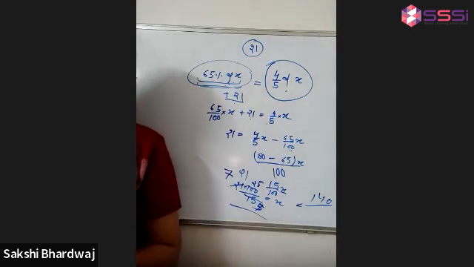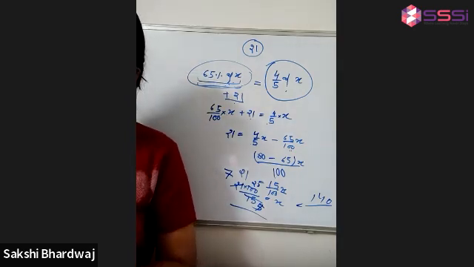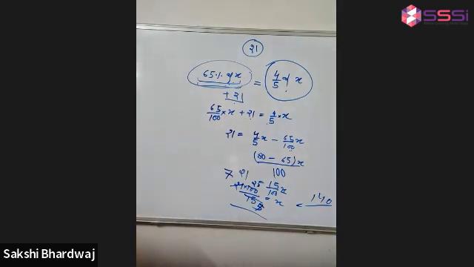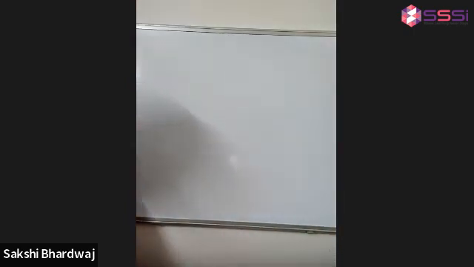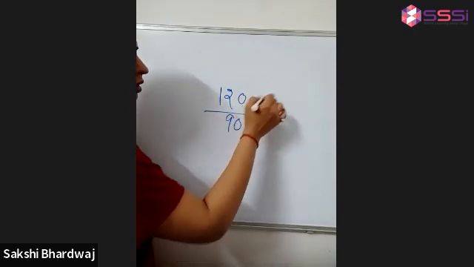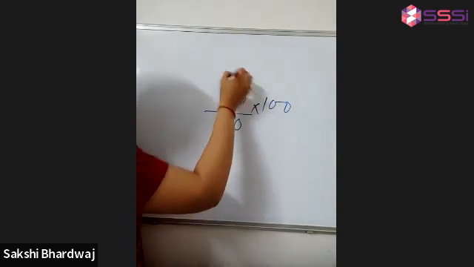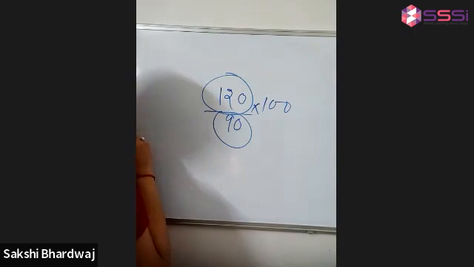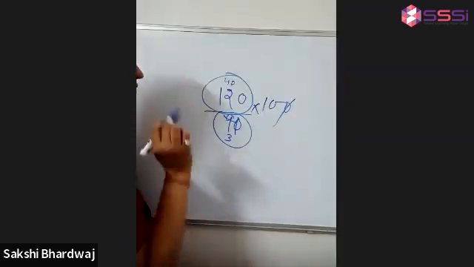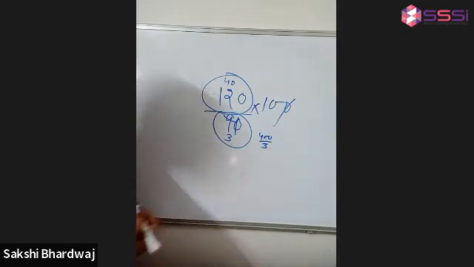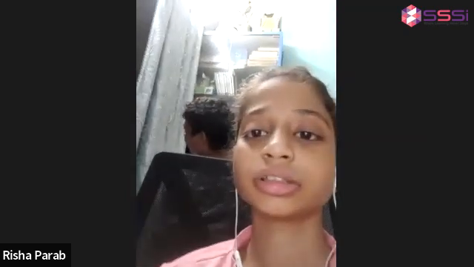Read question number 12 and tell me if you need help. Then we'll move to question number 13. Question number 12 is, what percent is 120 of 90? That's how we write it. We need to find what percent this is of 90. Three threes are 9, three fours are 12. So 400 by 3. Make it a percentage. There is an option 400 by 3 percent, so option A.